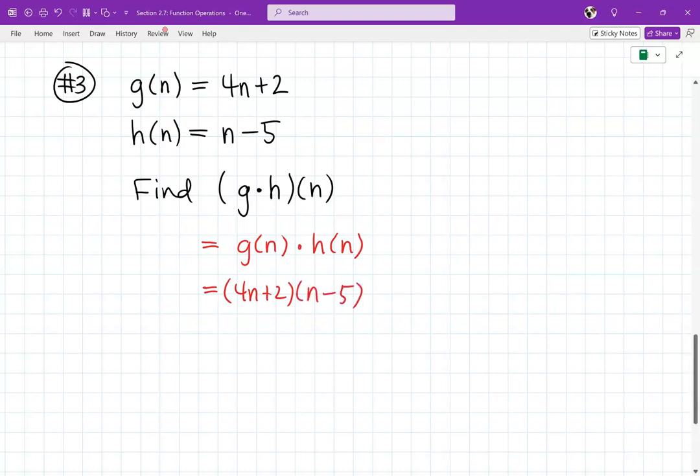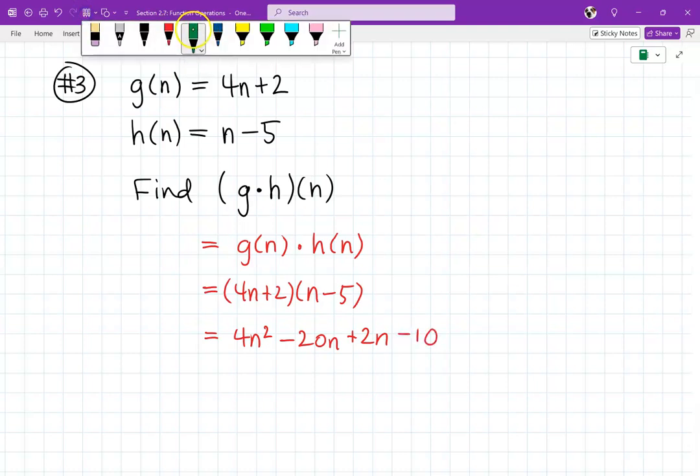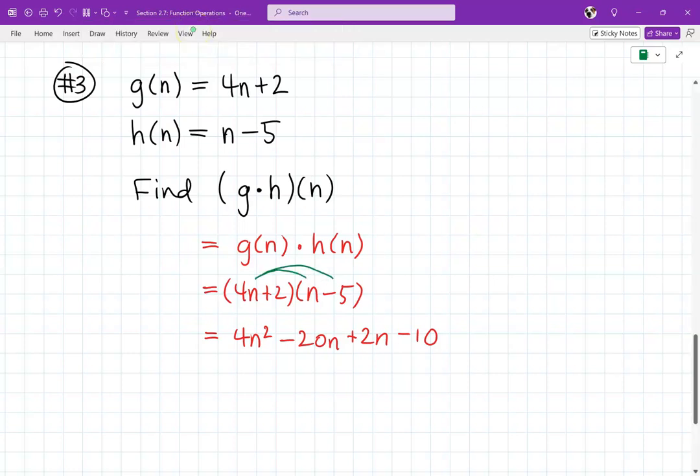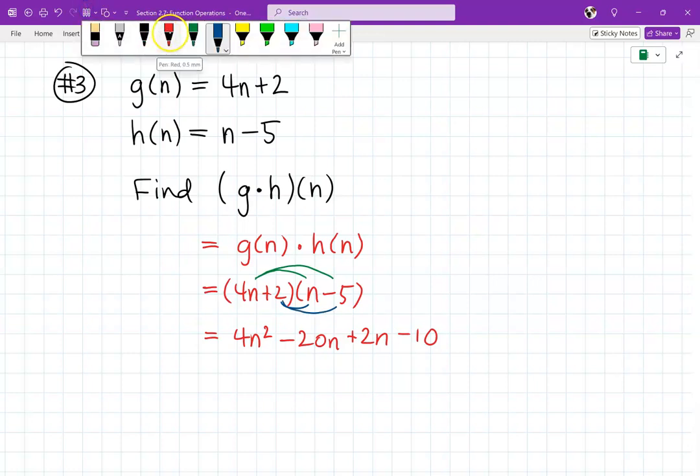And they're being multiplied. So I'm going to have to multiply this by using distribution, or if you want to call it FOIL, whatever you want. So 4n times n, that's 4n squared. 4n times negative 5, that's negative 20n. 2 times n is a positive 2n. And 2 times negative 5, that's a negative 10. Okay, all I did was multiply here and there, and also the 2 to those two places. We just call that distribution. Or some people call it FOIL, like first, outer, inner, last, right?